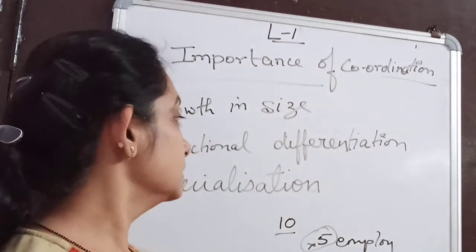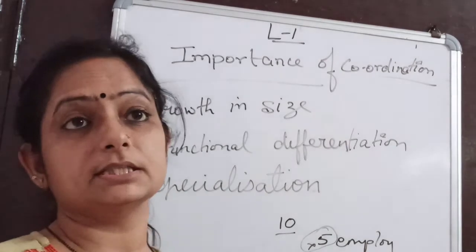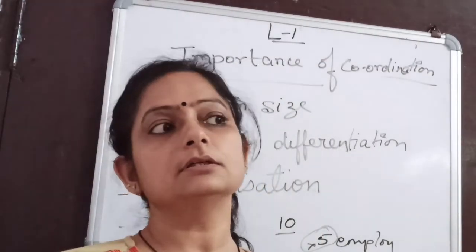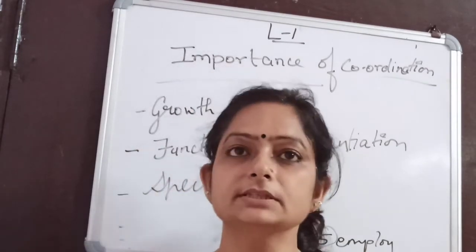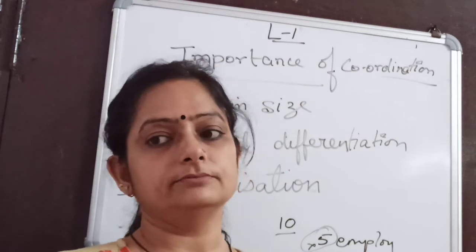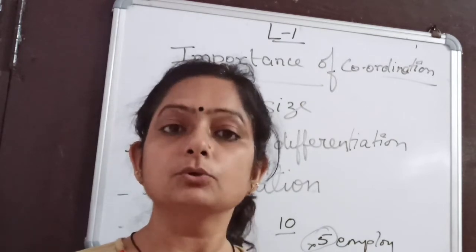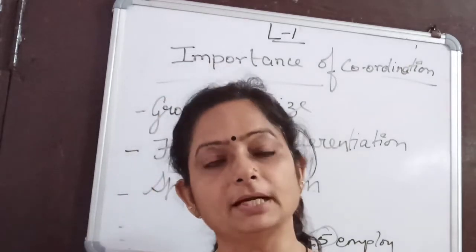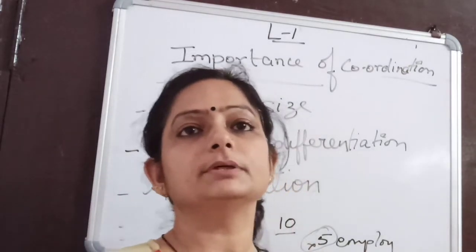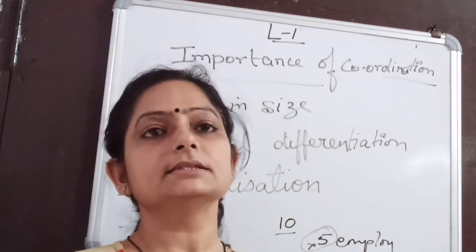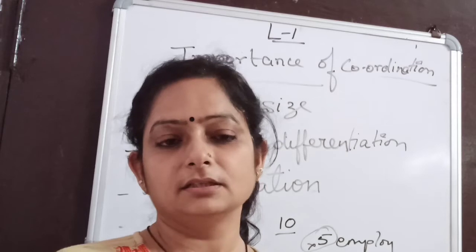Then the second point is functional differentiation. So what does functional differentiation mean? Coordination also enables functional differentiation. An organization consists of functional groups called departments, and each and every department has predefined functions. But sometimes there is a chance of conflict.